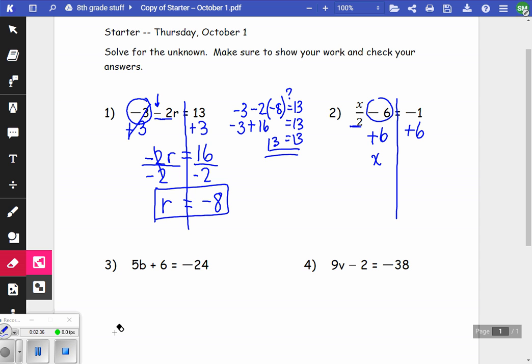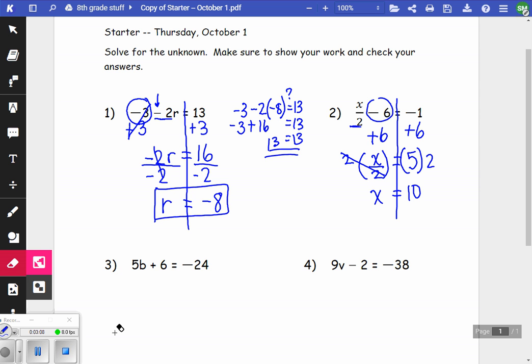That leaves me with x over 2 on the left. -1 plus 6 is 5. So I have x over 2 equals 5. Now, my coefficient is the over 2. And to undo that, because that means divided by 2, I'm going to multiply by 2 on both sides. That makes that 2 go away and leaves me with x. That's why I do that. And 5 times 2 is 10.